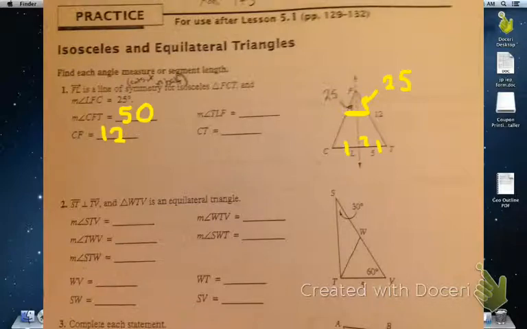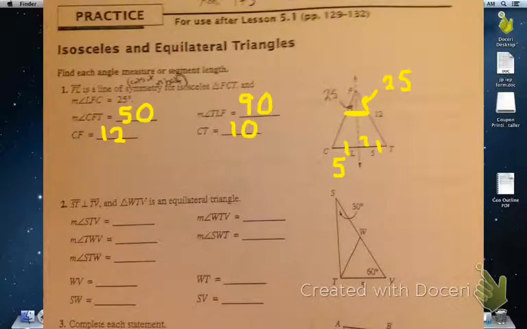The measurement of TLF, okay, TLF I've already marked as a 90-degree angle because FL is a perpendicular bisector, so we know that's 90 degrees. And then CT, on the bottom, it's split into 2 equal halves. We've already got LT marked as 5. We know CL also has to be 5 because it's split in half. So all of CT is 10.